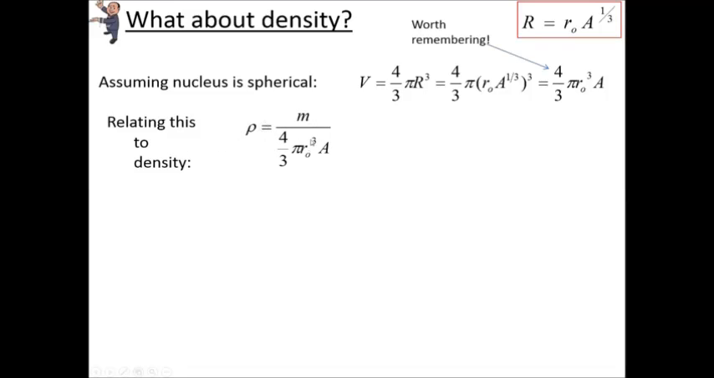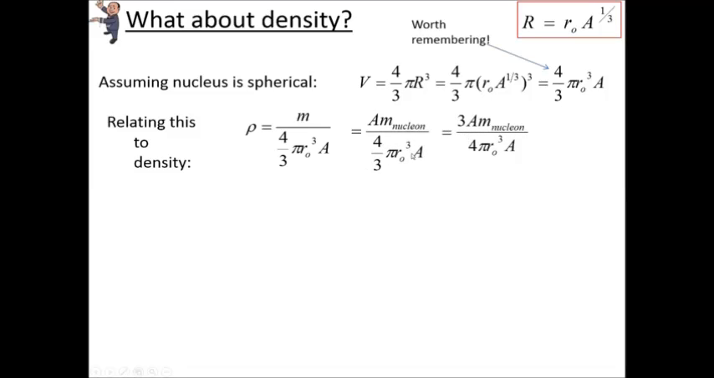So density is mass divided by volume. So mass divided by 4/3 pi r0 cubed a. Let's express our mass not in terms of m, but in terms of A times the mass of a nucleon, A being the mass number. And now you can see we can start to cancel A's and sort stuff out. So A times mass of a nucleon divided by our expression for volume.